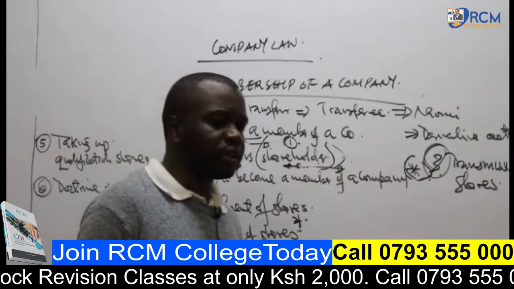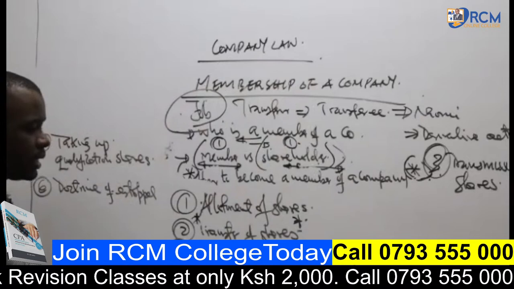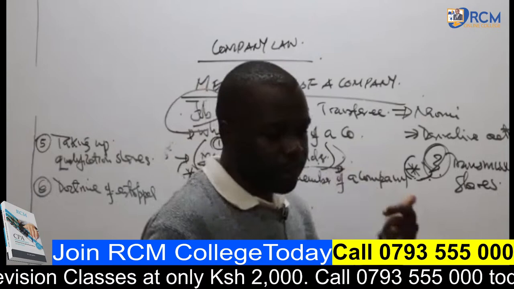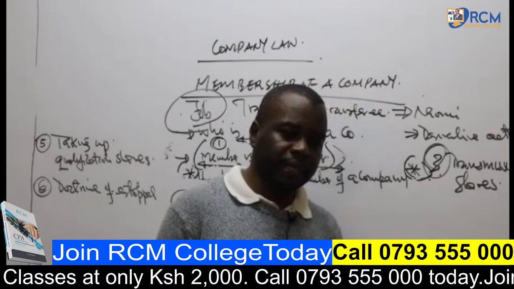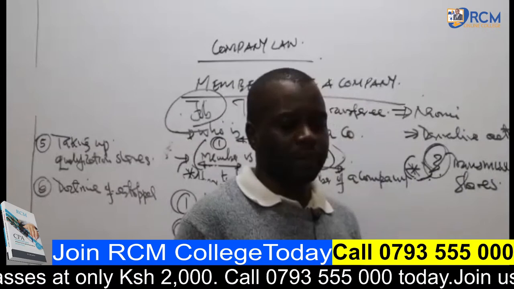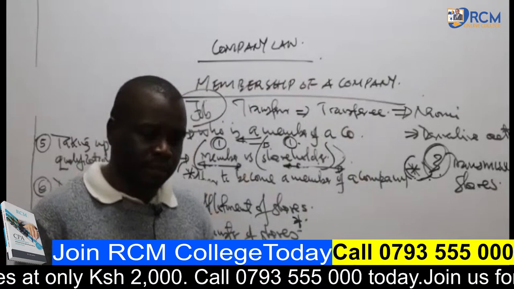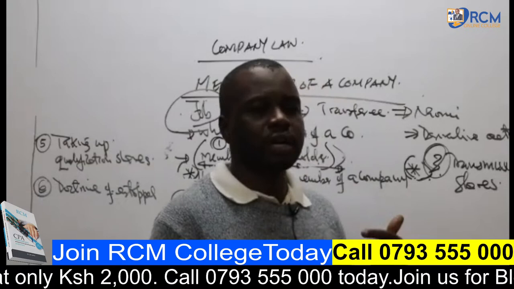So the doctrine of estoppel: if your name appears by mistake in the register of members of the company, you cannot deny the fact that the actions you've undertaken while your name is appearing by mistake, that you are not a member of the company. You'll be taken to be a member of the company through what we call the doctrine of estoppel. If your name appears in the register of members by mistake, the actions you've undertaken while your name still appears by mistake in the register of members, you can't deny the fact that you are a member of the company.